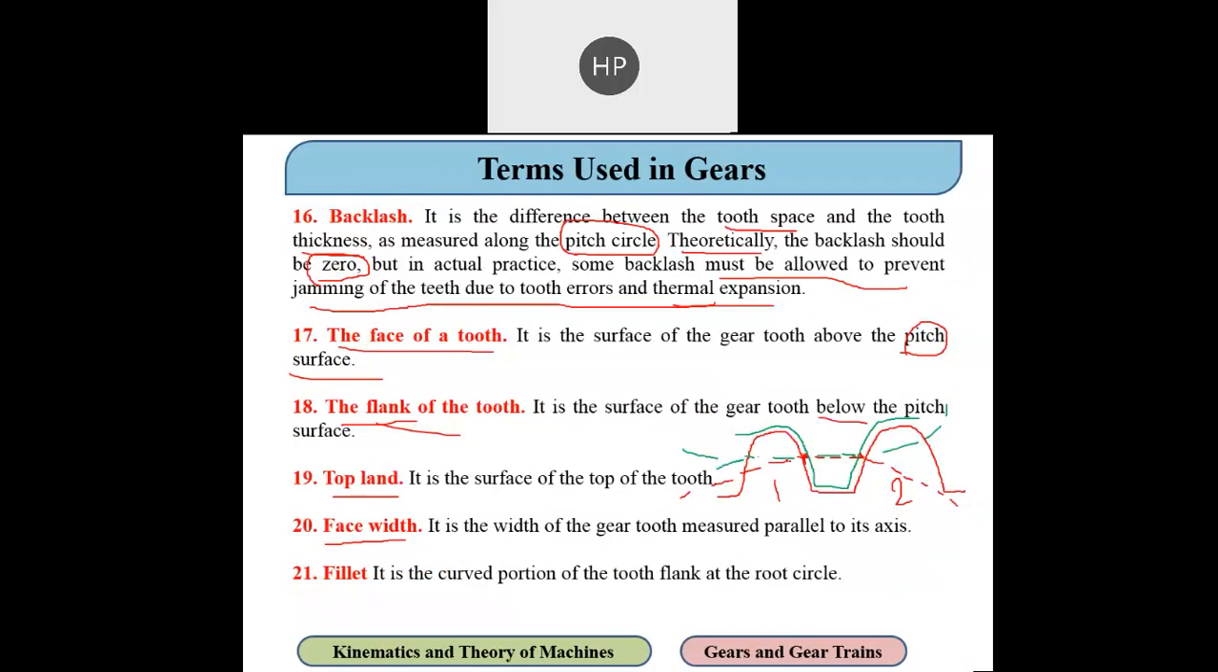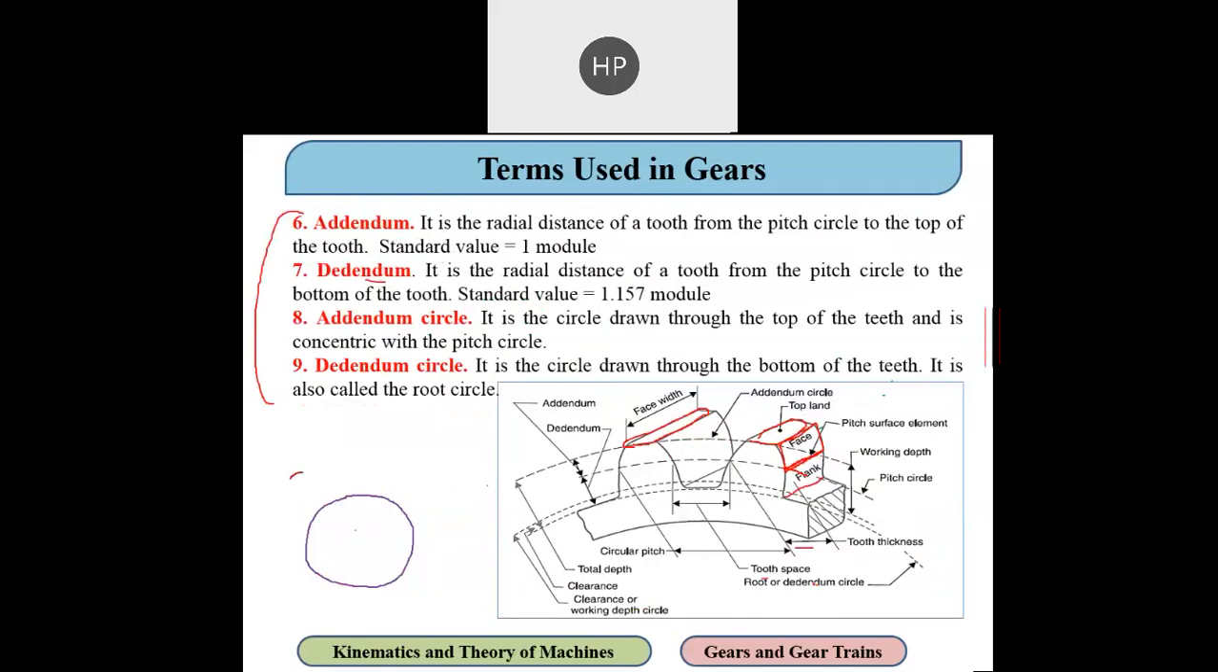Then fillet: it is the curved portion of the tooth flank at the root circle. Generally we will give a certain angle or some fillet over here. It is not sharp, but some circular portion you can see here. It is not a straight joint like this, but it is given some angle, and that is known as a fillet. This one is the fillet.